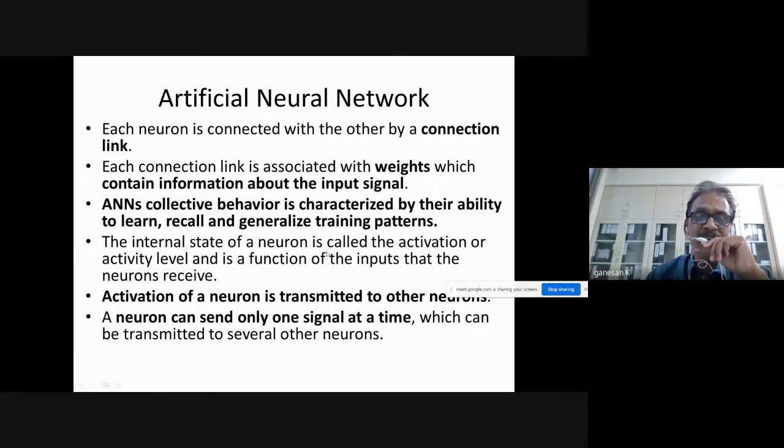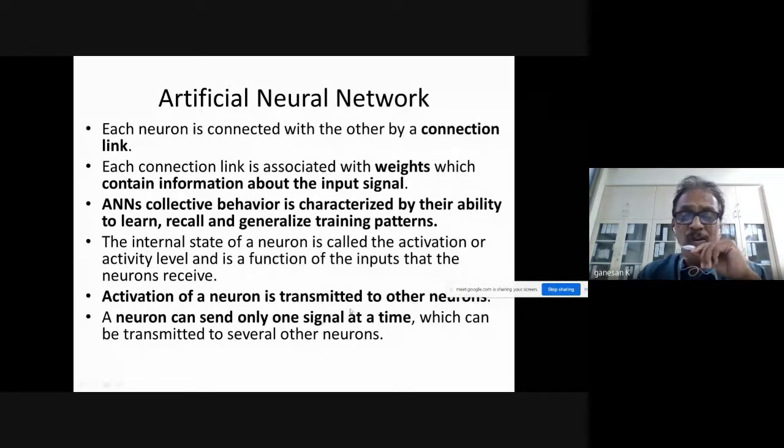And the internal state of the neuron is called activation or activity level, and it's a function of the inputs that the neurons receive. So we'll again talk about something called activation, which is also a very important factor, because how you react to a given input and then generate an output is highly dependent on the activation. I will come a little bit later with a very simple example. I will tell how it is going to matter.